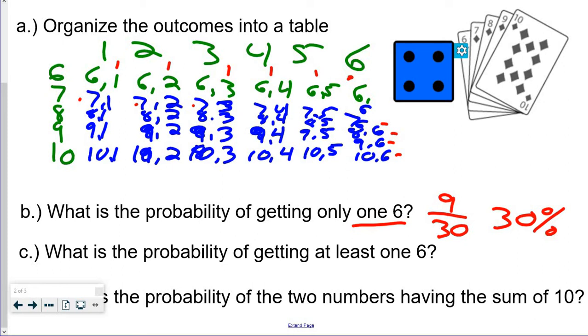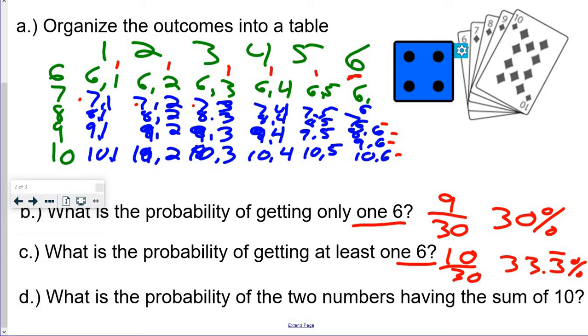So what is the probability of getting at least 1 six? Getting at least 1 six changes it so we can include this 6,6 right here. So now we have 10 out of 30. 10 divided by 30 is 0.3 repeating, so the probability of getting at least 1 six is 33.3%.